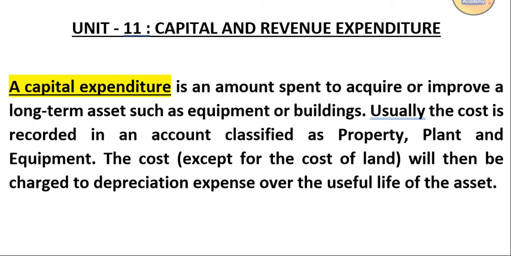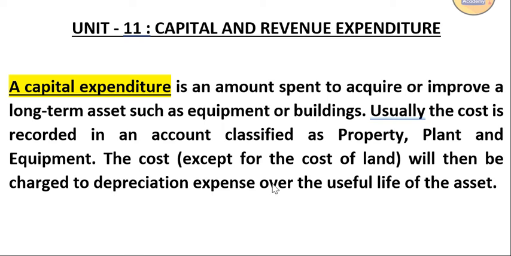First of all, we have to know what is the capital expenditure. So capital expenditure is an amount spent to acquire or improve a long-term asset such as an equipment or building. Means this is the equipment which we are going to use in the long term. Usually the cost is recorded as property, plant and equipment. The cost, except the cost of land, will then be charged to depreciation, and because we are going to purchase the equipment or building, therefore we have to charge the depreciation. We don't charge depreciation on the cost of the land.